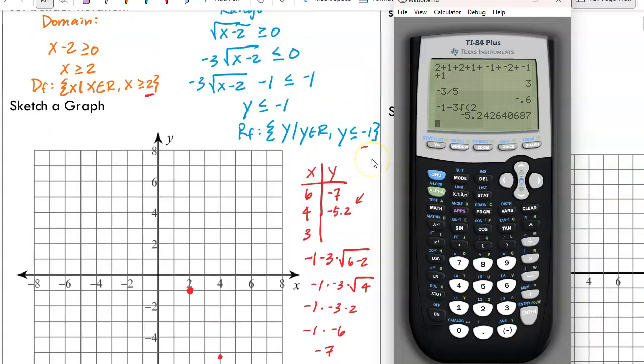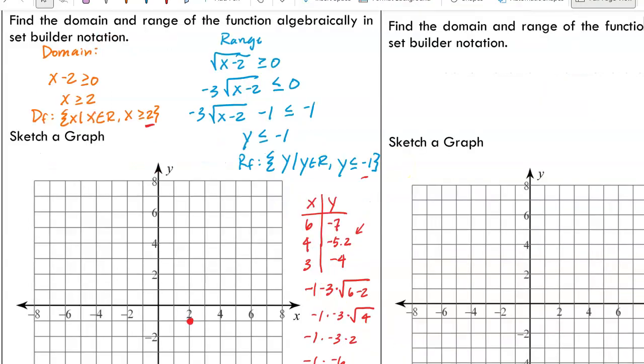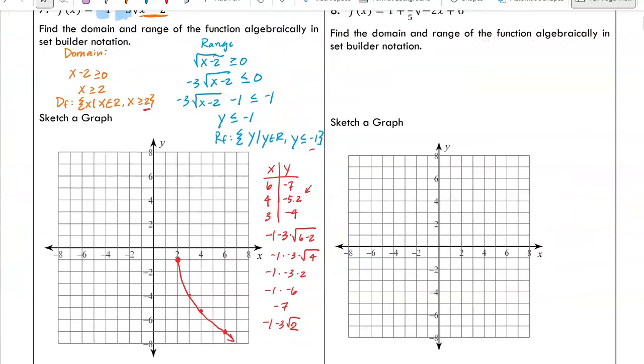Okay, if I put a 3 in, it's going to give me a 1. And so it's just going to be the square root of 1, which is 1, and that's going to be negative 4. So 3 and negative 4. Notice how this curve happens right here. Kind of like that. Okay. Good job, guys. Next.